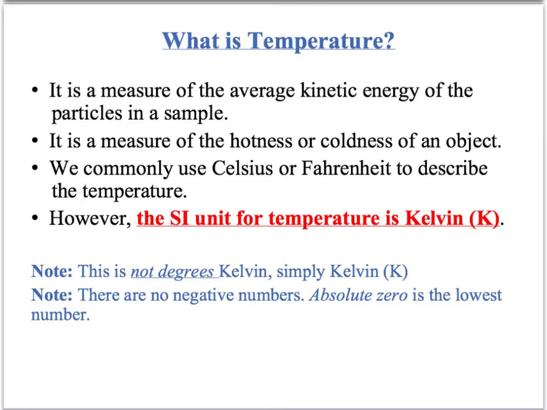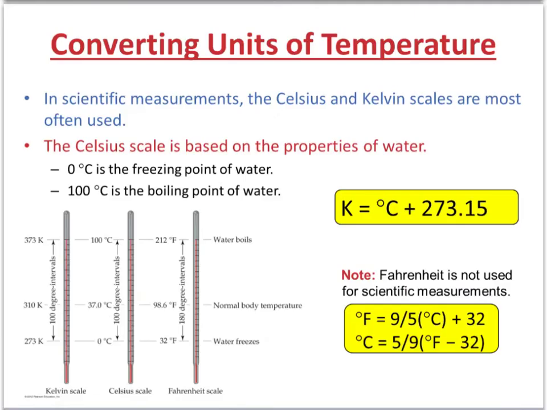So when we talk about temperature, in most common circumstances, we're always talking about Celsius or Fahrenheit. But for scientists, the SI unit for temperature is Kelvin, abbreviated K. It's not degrees Kelvin, it's just Kelvin. All right? So, like I said, in scientific measurements, most of the time you're going to encounter Celsius or Kelvin. Okay? The Celsius scale is based on the properties of water, so 0 degrees is the freezing point of water, 100 degrees is the boiling point of water, and so we can see that on this middle thermometer. Okay, we have Kelvin, which is shown over here on the left, and we have Fahrenheit shown here on the right. And so you can kind of see how those compare.